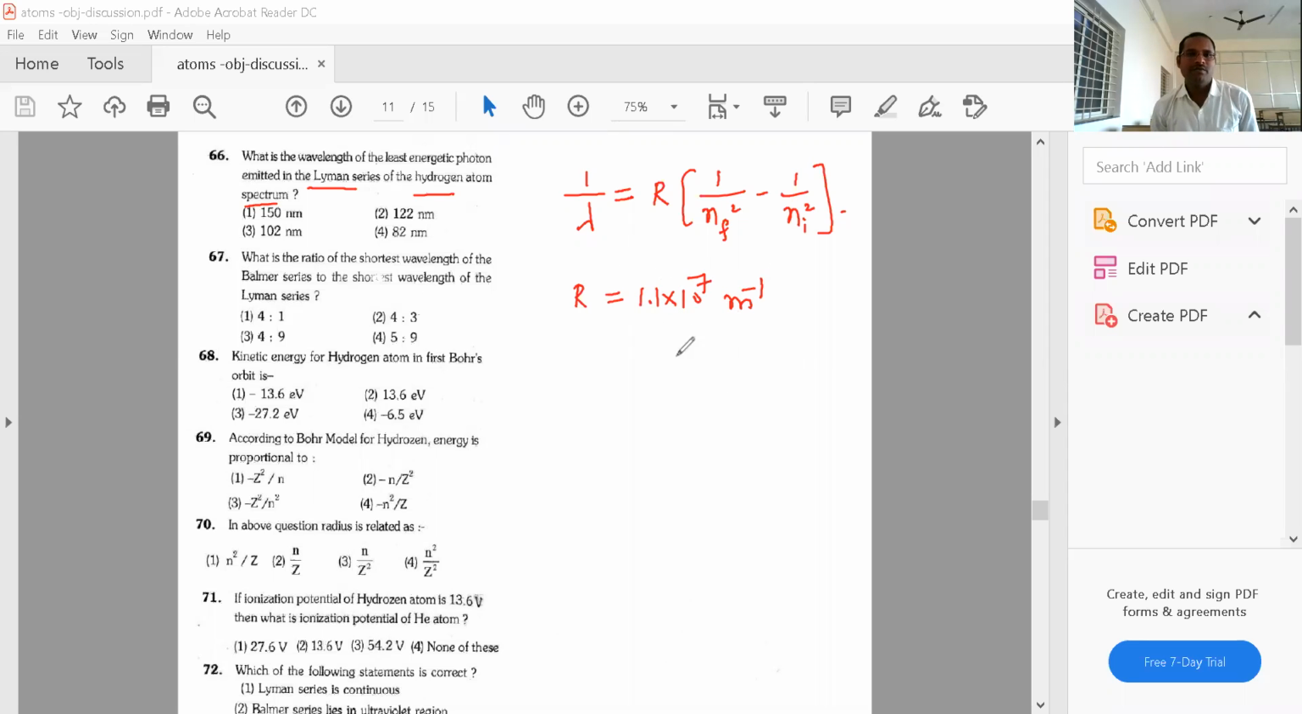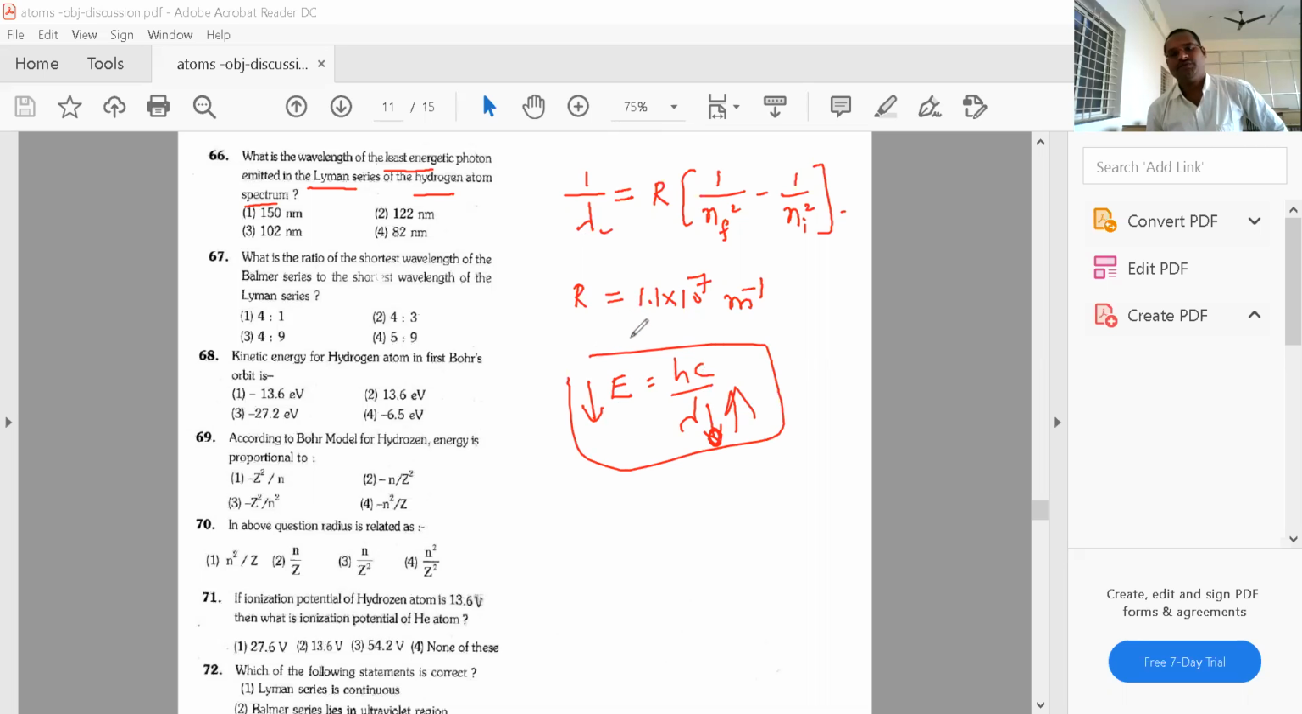See what they're asking. What is the wavelength of the least energetic photon? Energy should be least means wavelength should be maximum. We know energy is equal to hc by lambda. If energy is to be least, the wavelength should be maximum. Are you understanding? That means we need to find the maximum wavelength. They are asking about the Lyman series, which means n final should be equal to 1. Then only it is called the Lyman series. And least energetic means this lambda should be maximum.